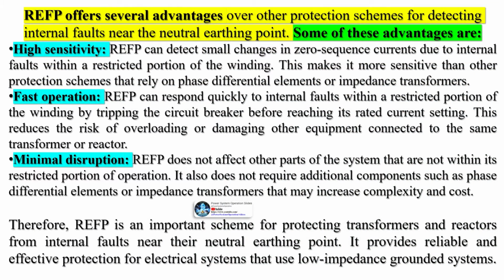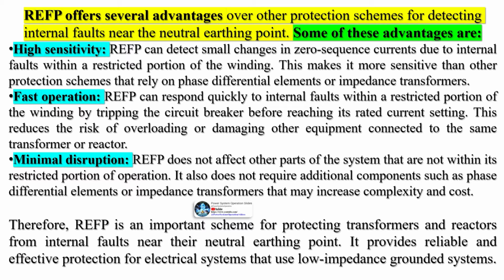REFP offers several advantages over other protection schemes for detecting internal faults near the neutral earthing point. Some of these advantages are: high sensitivity. REFP can detect small changes in zero-sequence currents due to internal faults within a restricted portion of the winding. This makes it more sensitive than other protection schemes that rely on phase differential elements or impedance transformers.